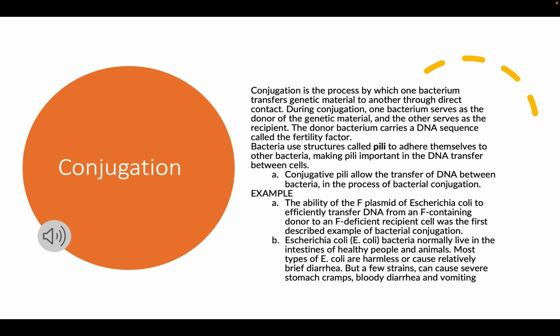And E. coli is known to cause a lot of food sicknesses that can cause vomiting, chills, illness, a lot of different symptoms for many people. E. coli bacteria normally live in the intestines of healthy people and animals. Most types of E. coli are harmless or cause relatively brief diarrhea, but a few strains can cause severe stomach cramps, bloody diarrhea, and vomiting.